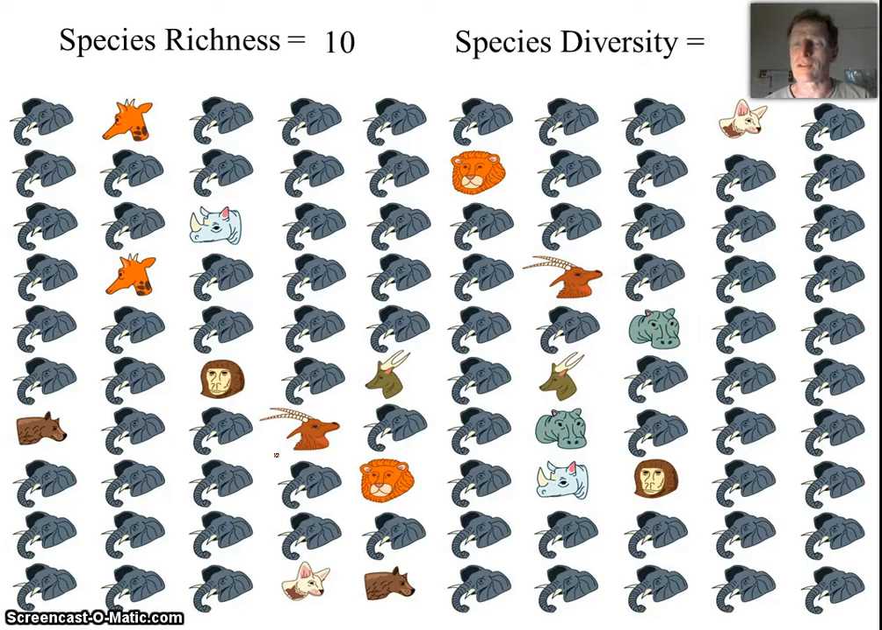Species diversity, though, you can see there's a lot of elephants, and there's not a lot of other species in terms of the relative numbers of each of those other species. There are 10 different species, but again, low numbers of all the other species except for the elephant. So we'd say the species diversity is low.